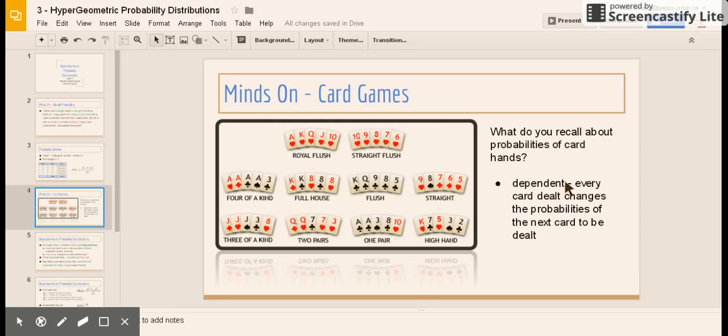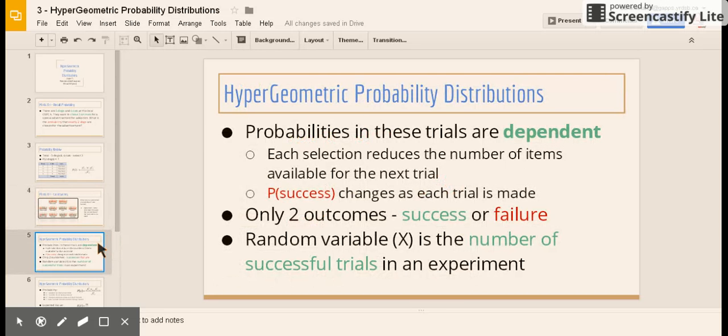Remember, in our binomial distribution, we were dealing with independent events where the probabilities were the same every single time. Now, as you can guess, we're dealing with dependent events where the probabilities change every single time. This is known as hypergeometric probability distributions. Probabilities in these trials are dependent, as we just discussed. Every selection reduces the number of items available for the next trial. That's what dependent means, which means the probability of success changes as every trial is made.